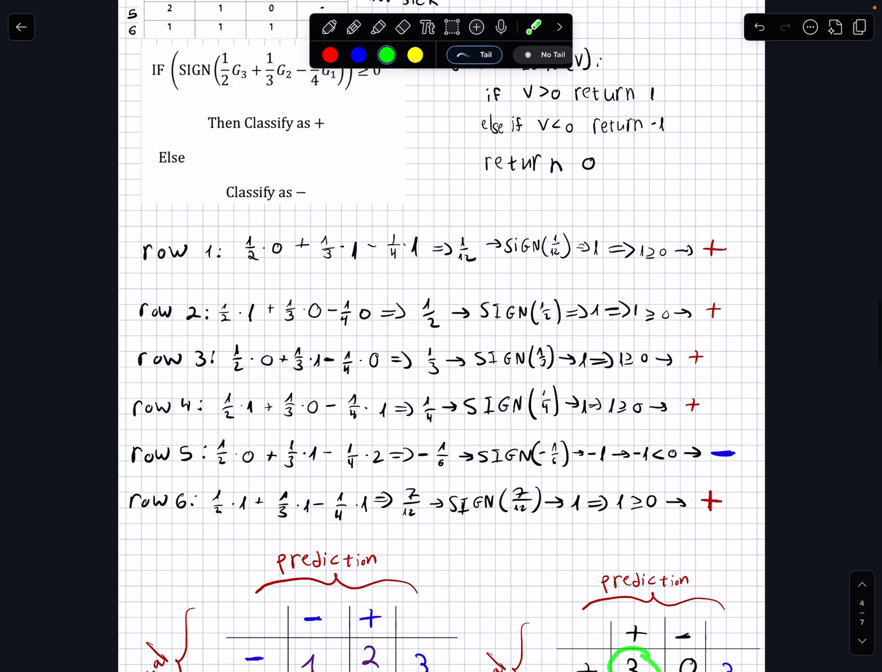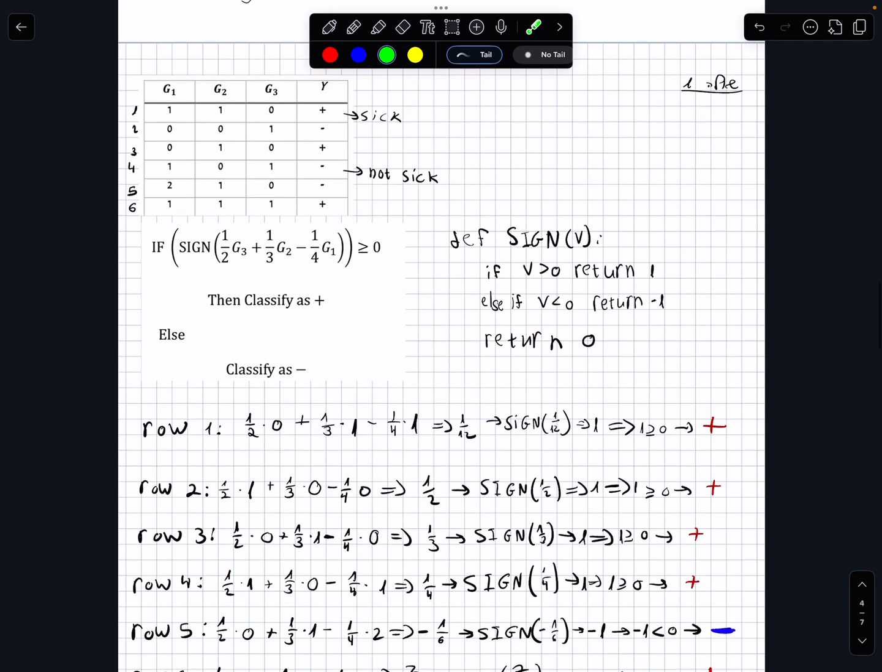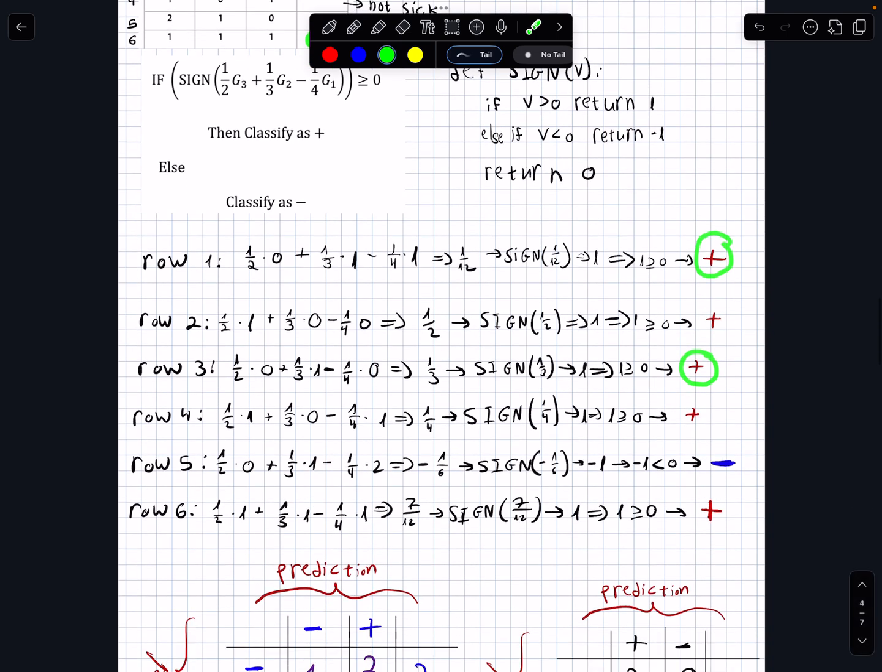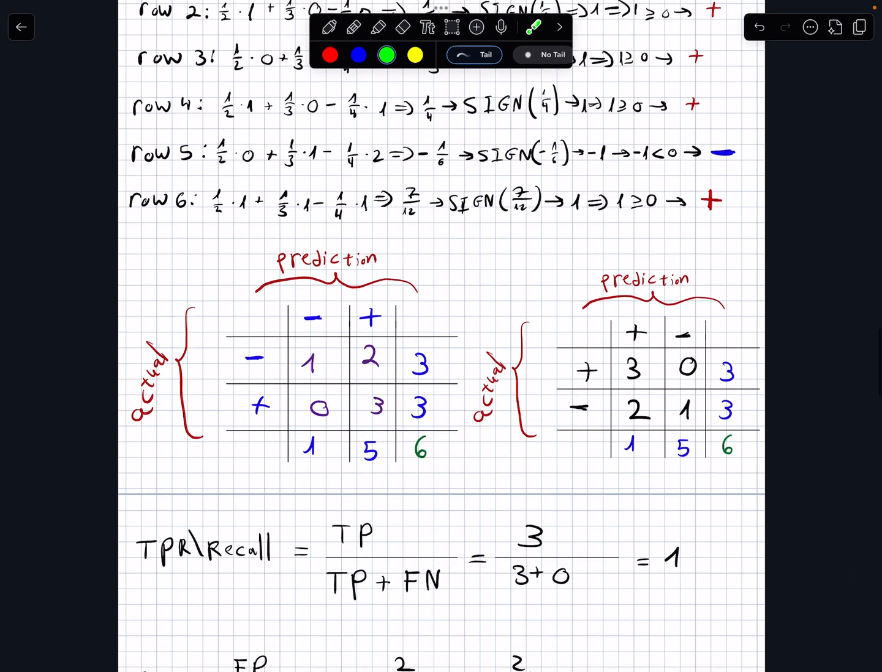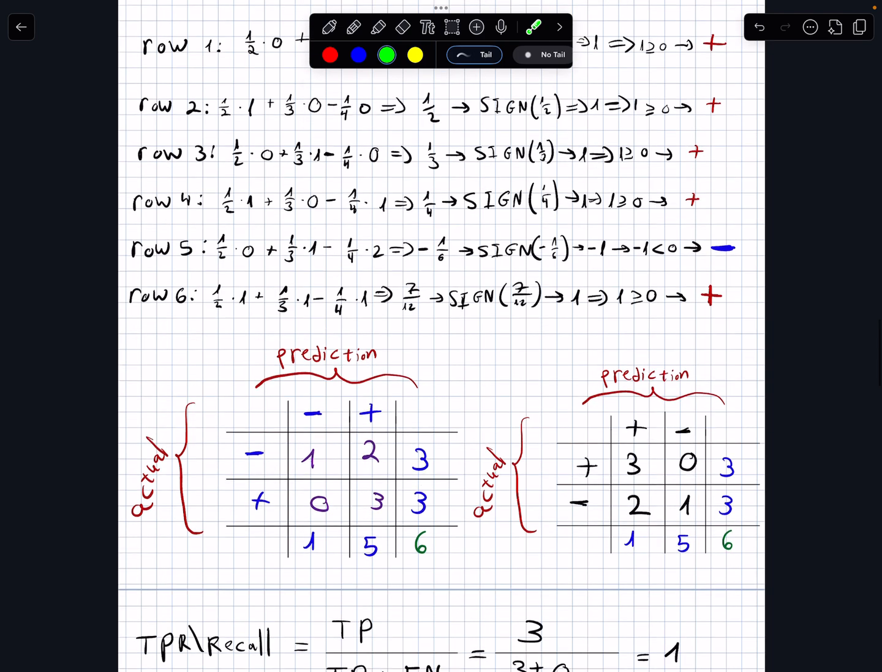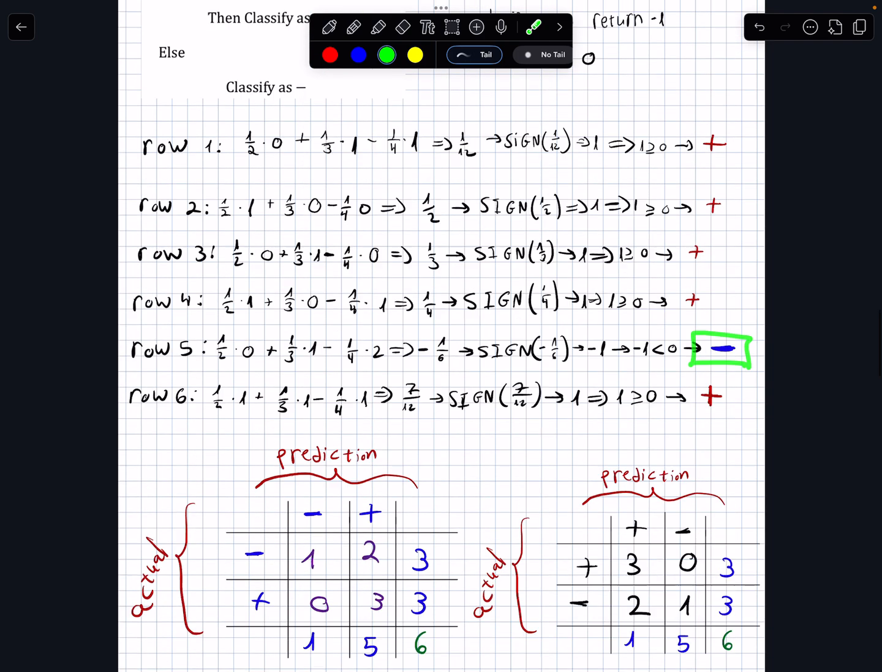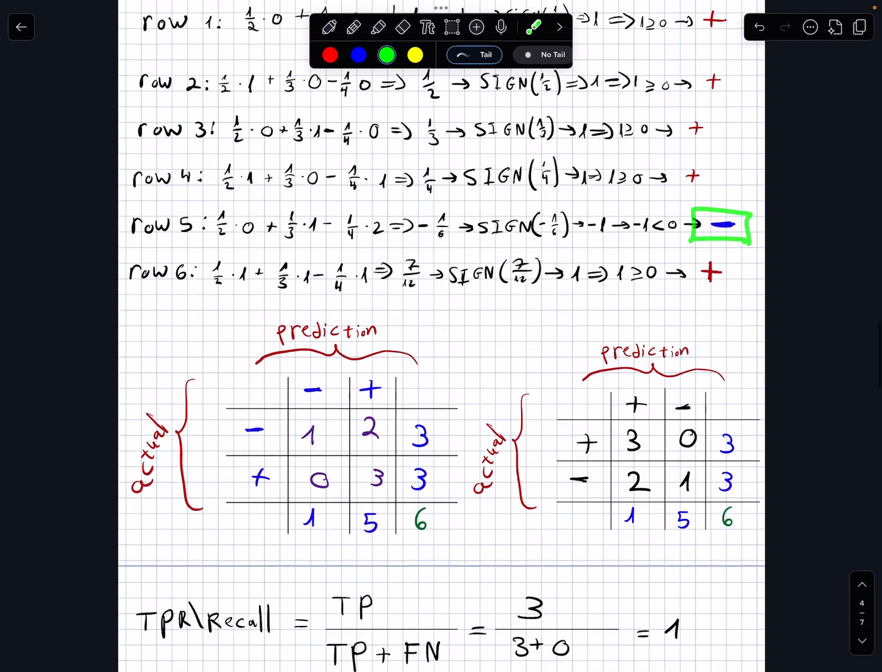So what we have overlap is this, and this. In row number 1, we predicted plus, in row number 3, and in row number 6. So the overlap here is 3. Now the actual is sick, but we predict a negative. We don't have that, because we're predicting negative only on row number 5, and in row number 5 it's actually not sick.